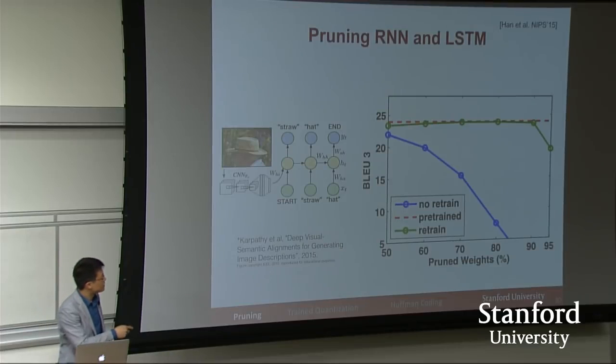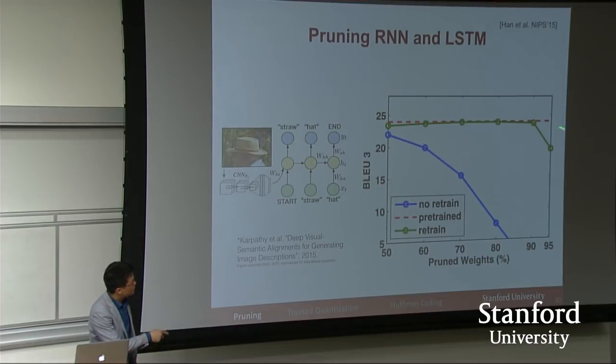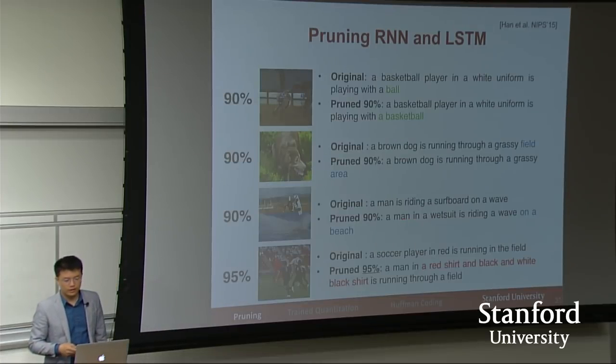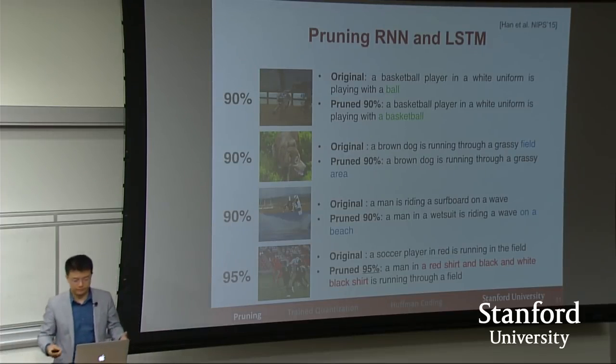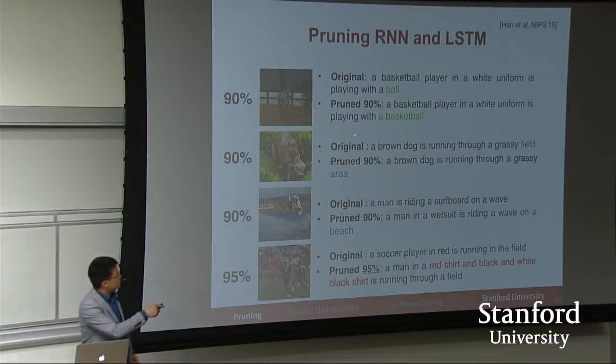So we just mentioned convolutional neural nets. How about RNNs and LSTMs? So I tried with this NeuralTalk. Again, pruning away 90% of the weights doesn't hurt the BLEU score. And here are some visualizations. For example, for the original picture, NeuralTalk says, a basketball player in a white uniform is playing with a ball, versus after pruning away 90%, it says, a basketball player in a white uniform is playing with a basketball. And so on.